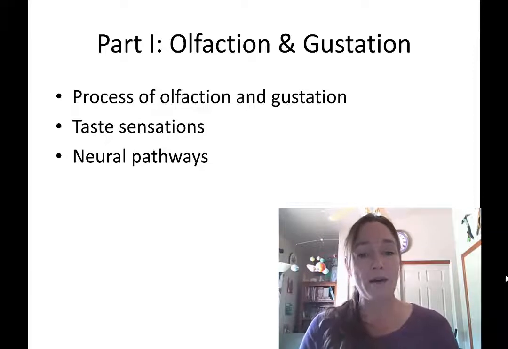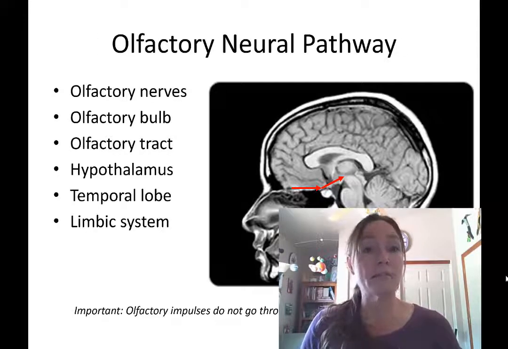So for the neural pathways, for smell we don't go through the thalamus. For smell, we go from the olfactory nerves dangling in the nasal cavity.